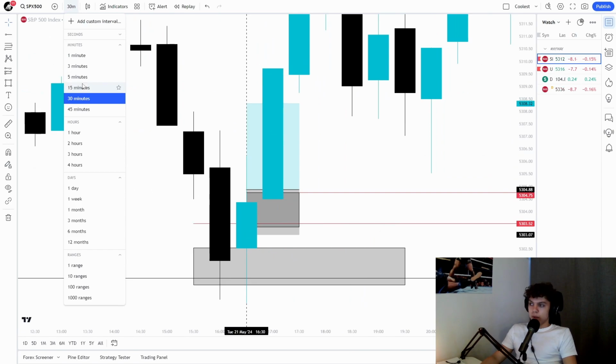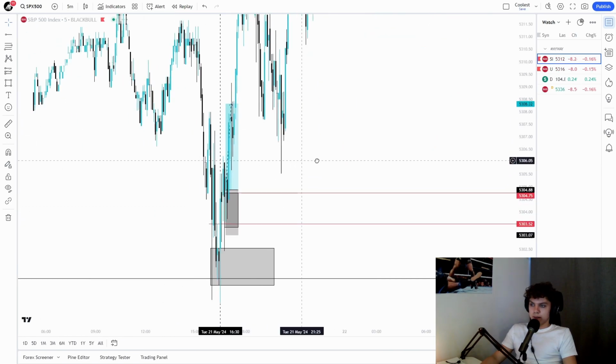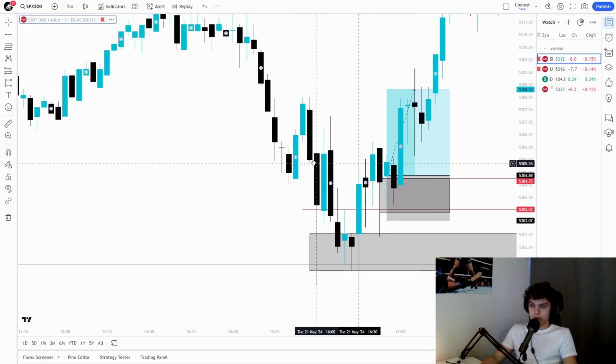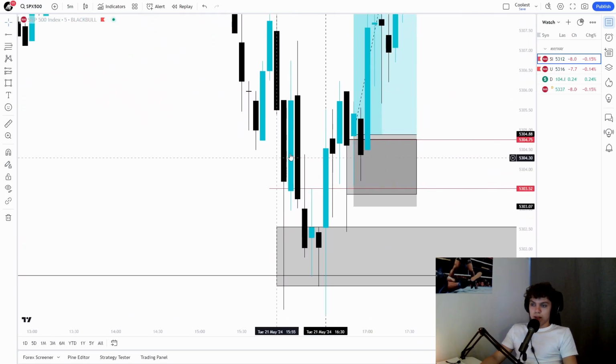Now, when the session opened, I told the Discord that I'm looking to buy because of the buying pressure, and we're bullish. And as soon as the market opened, we broke structure to the upside. Okay, on the 5-minute structure right here.